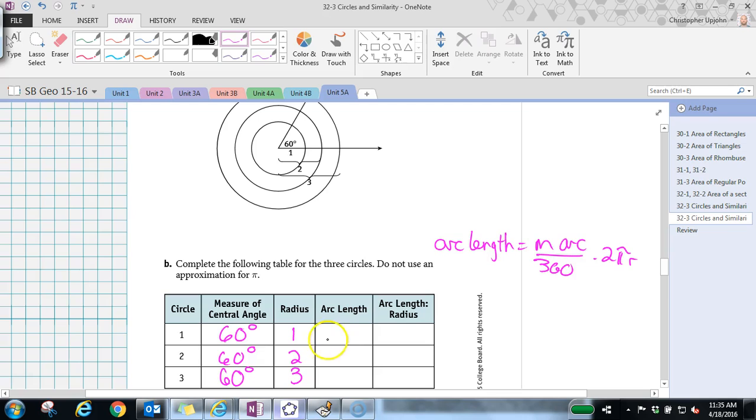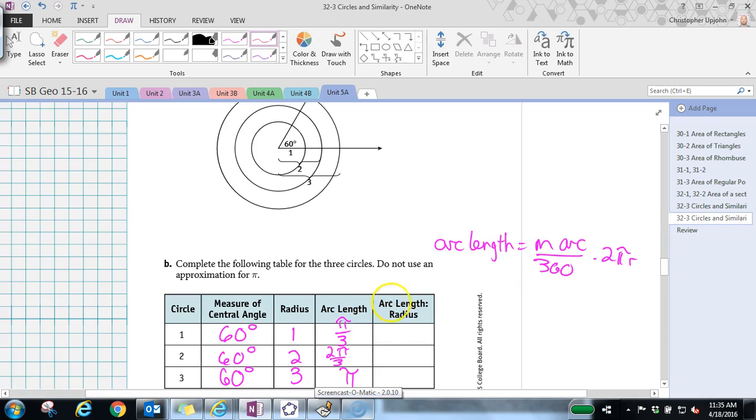So if we calculate that out, the arc length of number 1 is pi over 3, if we keep it as an exact answer. If we look at the second one, it's 2 pi over 3. And then here it's just pi, or 3 pi over 3. Again, just using this formula.